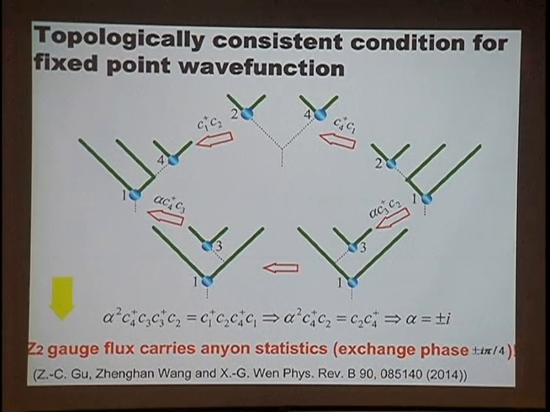Okay, so we can do a more detailed calculation, and we can exactly show the exchange phase of this Z2 flux here. It's not a semion, it's half of a semion. It's pi over 4 in magnitude. If I exchange two semions, I get the phase pi over 2, but here it's plus or minus pi over 4. So it's like a square root.